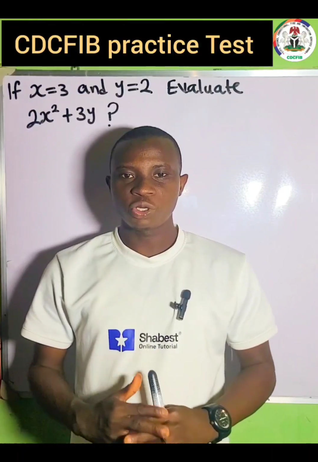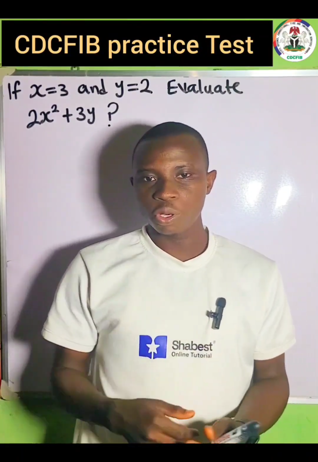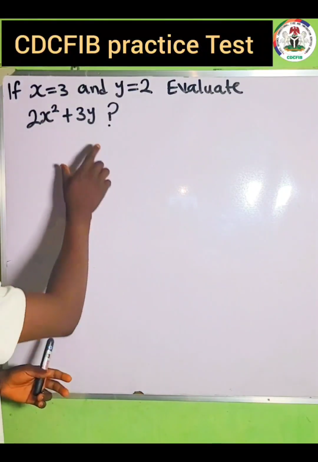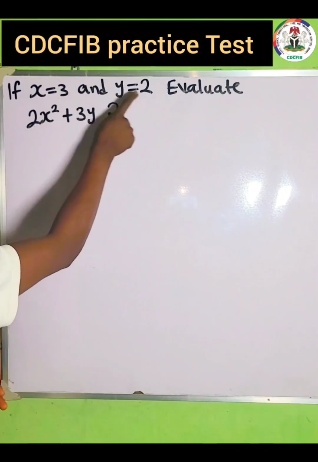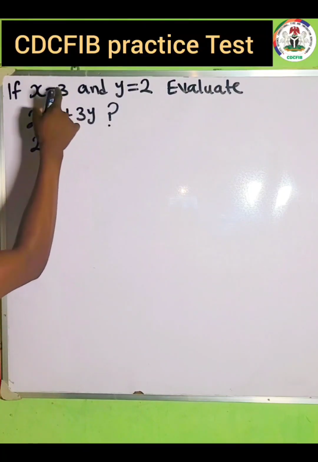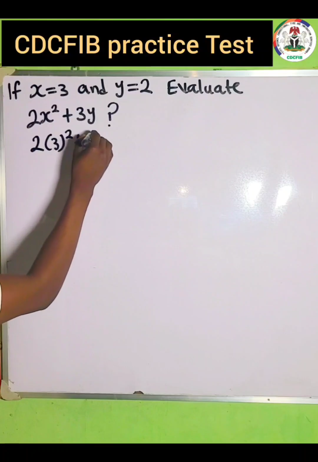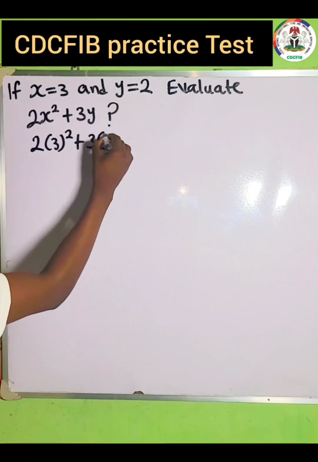If x is equal to 3 and y is equal to 2, then we are asked to evaluate this expression. So all we're going to do, anywhere we see x and y in this expression, we're going to replace 3 and 2 respectively. So this is going to be 2. Then in place of this x, we replace this value, which is going to be 3. Then to the power of 2 plus 3. Then in place of y, we're going to replace 2.